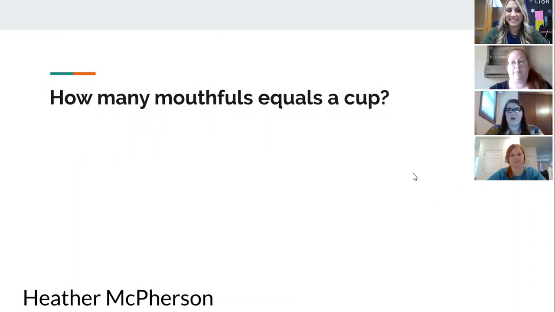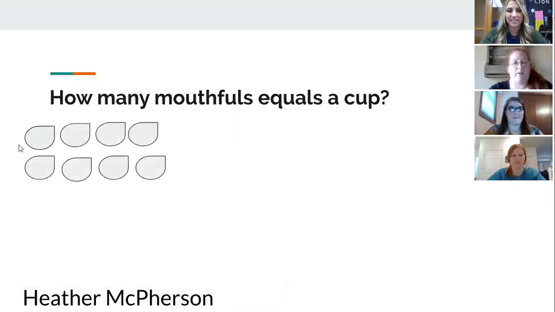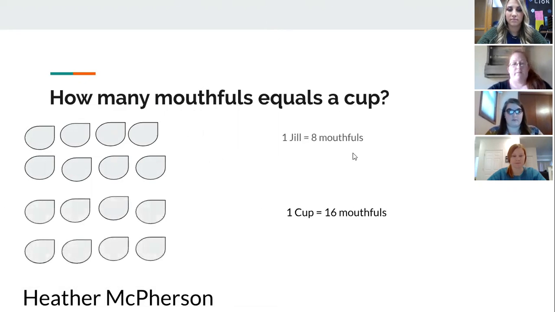Hey, Heather, how many mouthfuls equals a cup? Okay, so I'm also going to use a pictorial to show this. So you have 1 mouthful, so I've got 8 here, which is going to equal 1 jill. And 1 jill is half of a cup, so you have 16 mouthfuls is going to equal 1 cup.